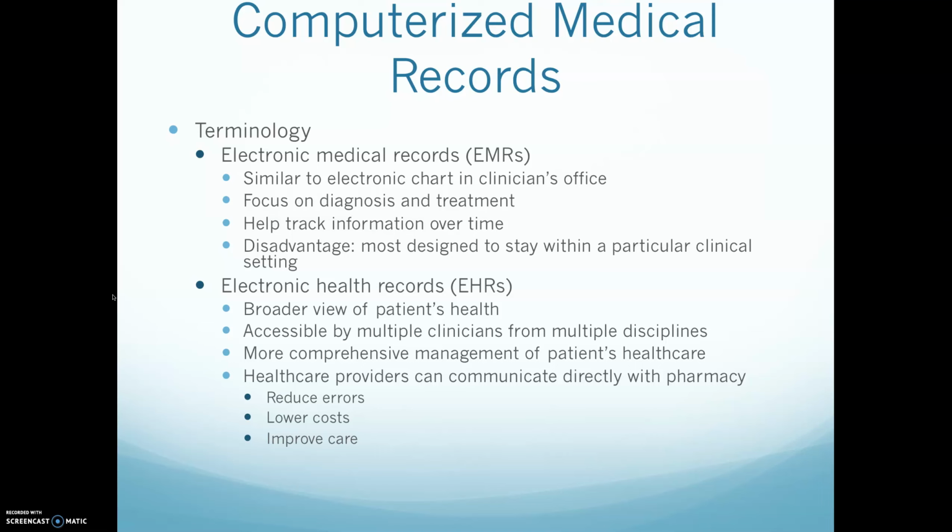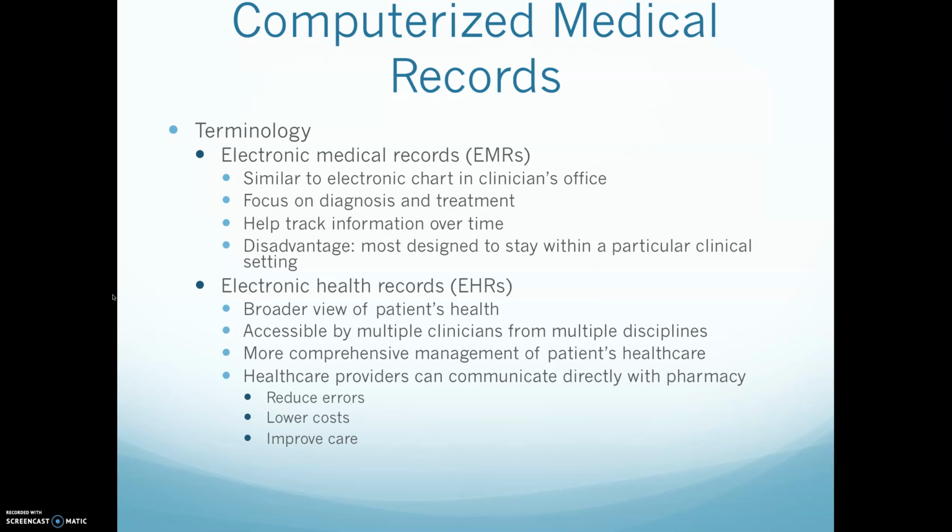A disadvantage of these systems is that most of them are designed to stay within a clinical setting and are not meant to travel beyond it. A patient who needs to see a specialist may need a paper printout of the EMR to take to the specialty appointment. An electronic health record, or an EHR, gives a broader view of the patient's health. They are designed so that multiple clinicians from multiple disciplines can all have simultaneous access to the patient's health information.